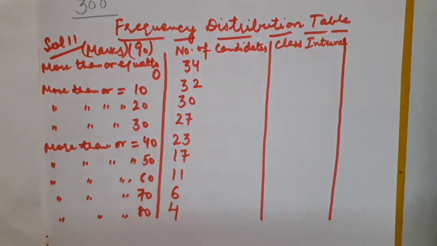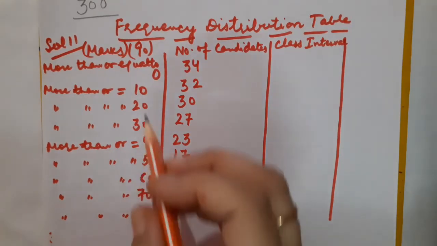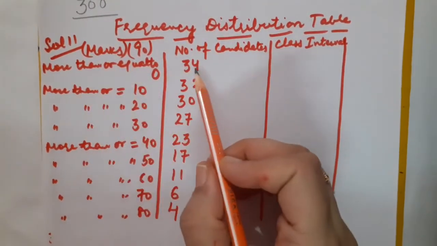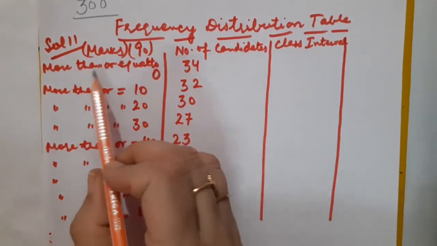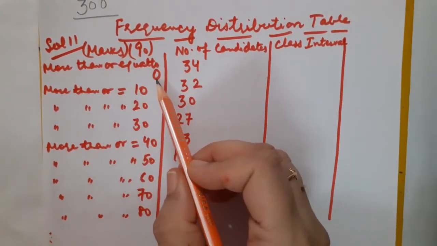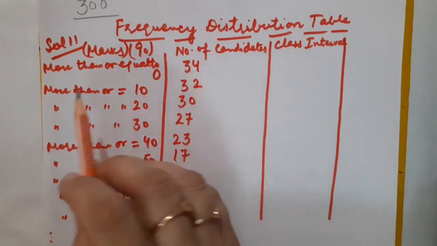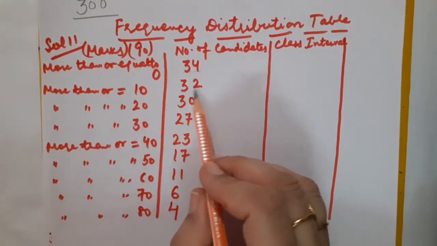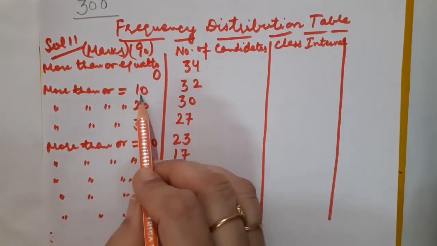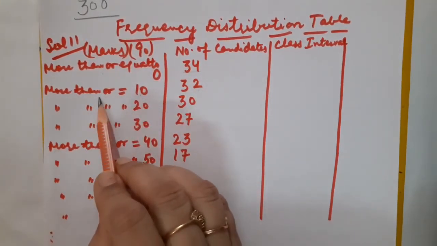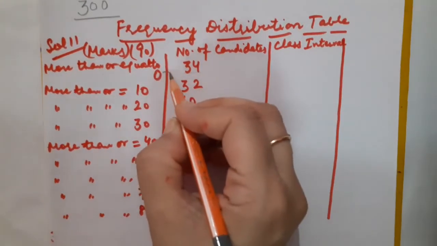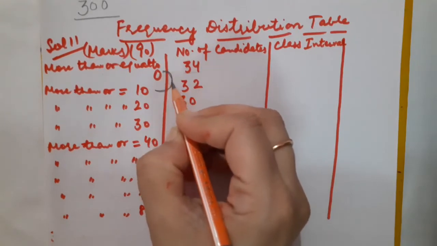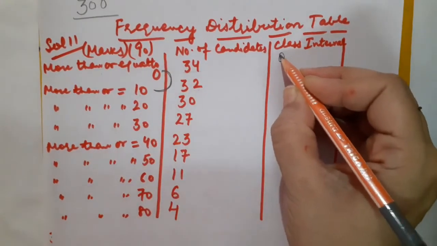Class interval, how to make? You know, in a class interval we need a lower limit as well as an upper limit. So first of all, we have 34 candidates whose marks are either equal to 0 or more than 0, means up to 90 they all are going to be covered. If I talk about 32 candidates, their marks are either equal to 10 or more than 10, so from 10 to 90 it is going to be included. Now children, can you tell me how many candidates will be there whose marks are from 0 to 10 only?